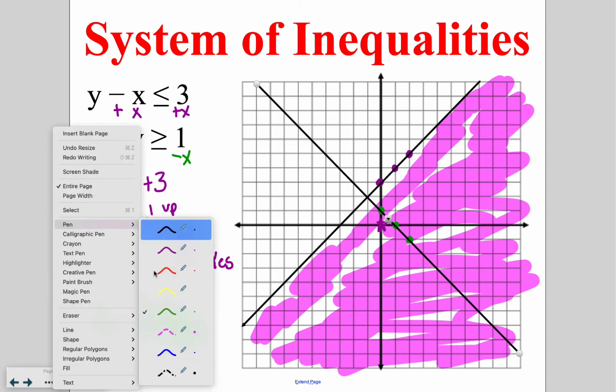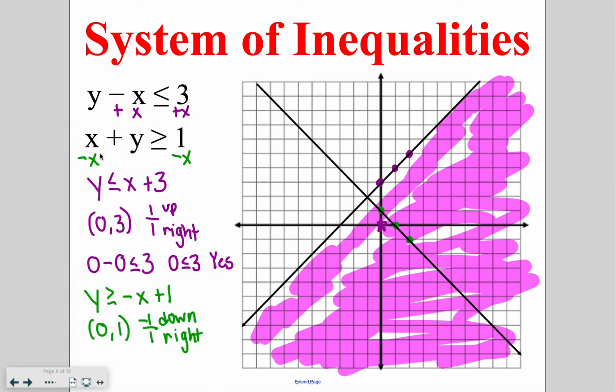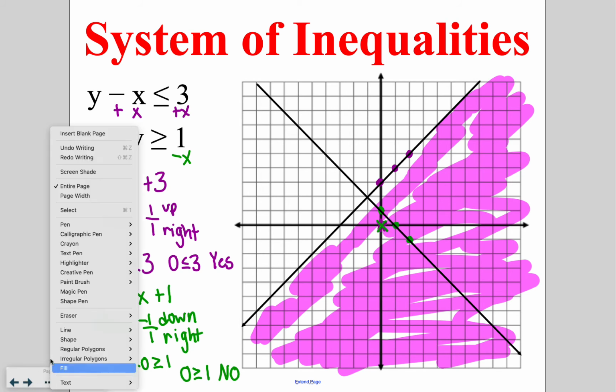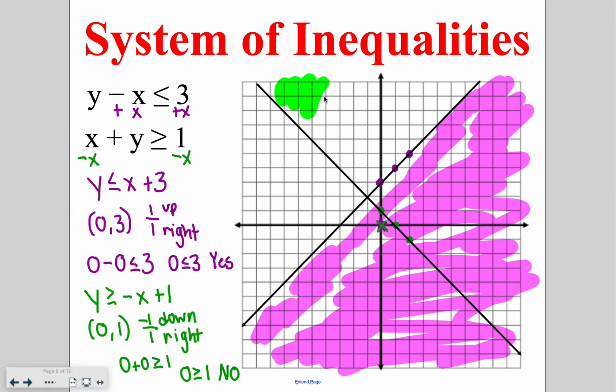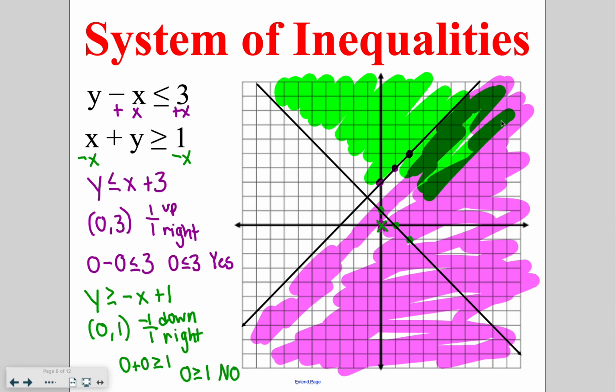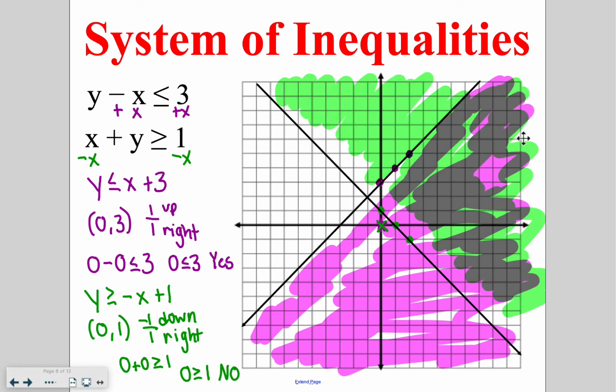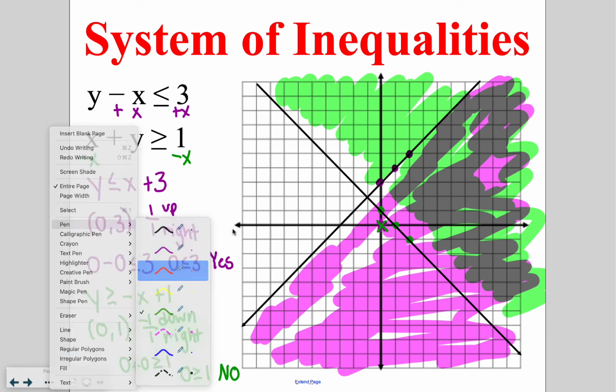Once again, I need to plug in a test point. Plugging into my original equation, I'm going to have 0 plus 0 is greater than or equal to 1, giving me the statement that 0 is greater than or equal to 1. This is a false statement, so for my second inequality, 0, 0 is not included. So I'm going to go on the opposite side of that line, which is going to be everything on this right side as I am highlighting. So everything over here.